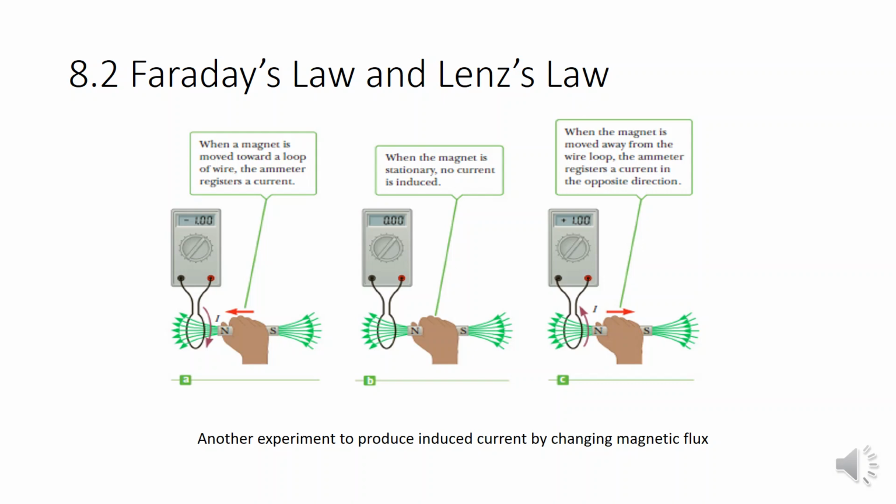So in figure 20.4a, we have a magnet moving towards a coil. The coil, or the loop, is connected to an ammeter. The ammeter will read the induced current. So what happens is that when the magnet is moving toward the loop of wire, there will be flux entering the loop.